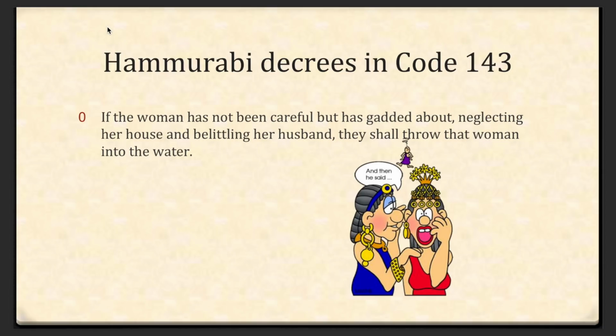Now, it doesn't really say here, but I'm going to assume that it's not just like throwing her in a puddle or something like that. Maybe they don't know how to swim. Maybe it's some rushing water. It's going to be some form of punishment.